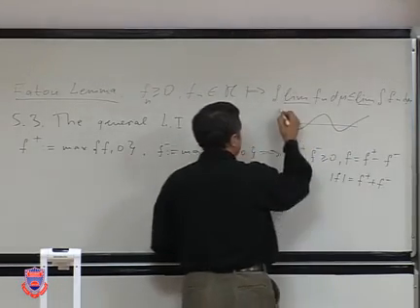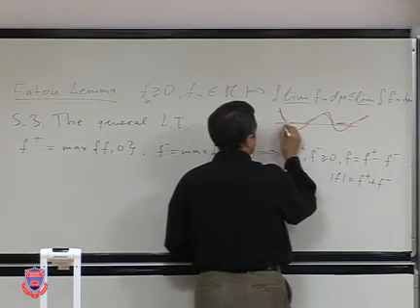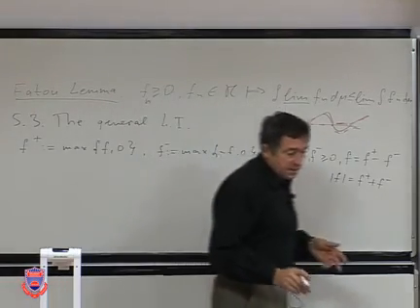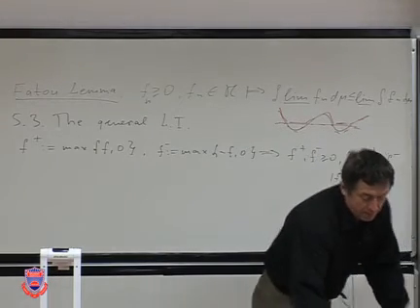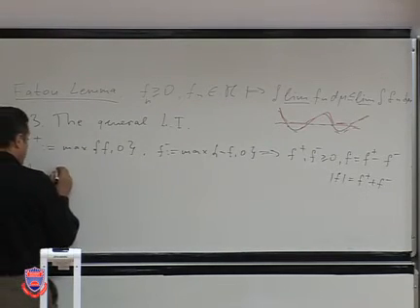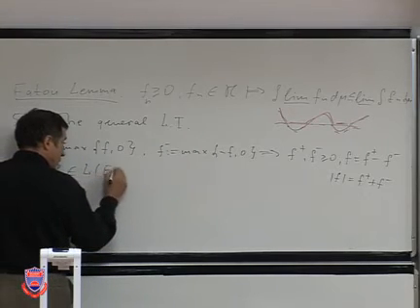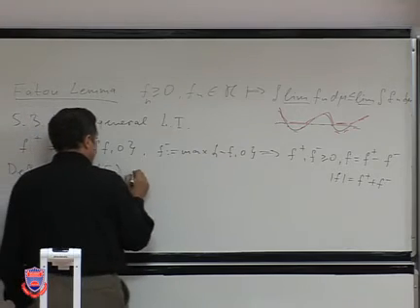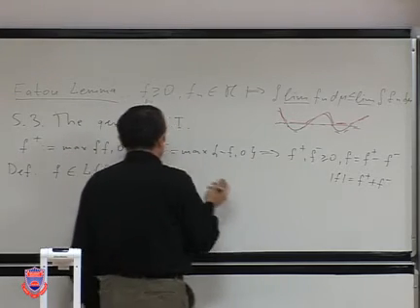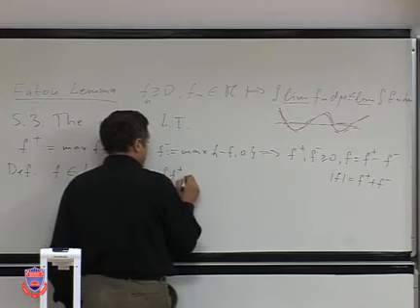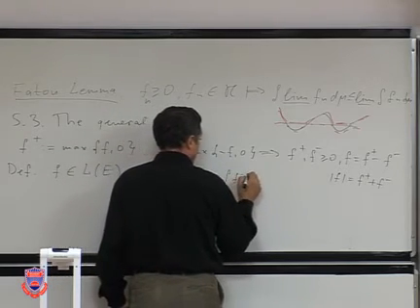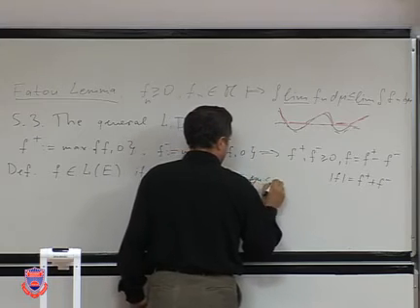What do we take? We take this as f plus, and this is minus f minus. Okay, now, this is a definition, and we will define now the integral. So this is an important definition. We will say that f is integrable with respect to some measure over some set E if both integrals are finite. The integral of f plus is finite, the integral of f minus d mu over the set E is finite. So this is the definition.